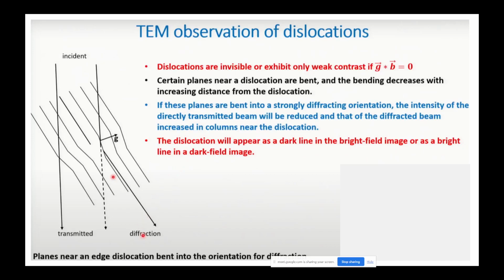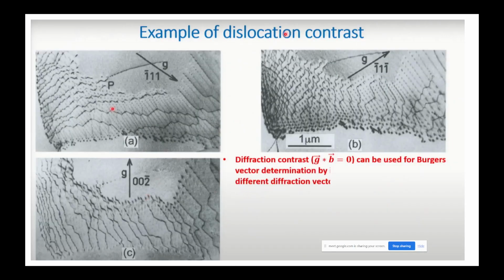So this is your diffraction line, this is your incident, this is your transmitted, and this is your diffracted. Planes near an edge dislocation bend into the orientation for diffraction. So here is your example of dislocations. You can see how this is moving. This is a perfect image of dislocations.